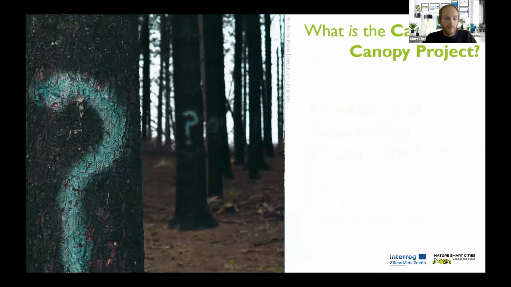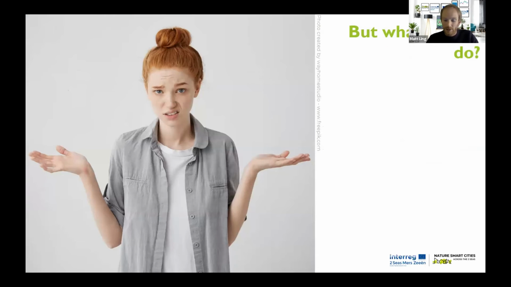So you might be thinking, well, what exactly is the Cambridge Canopy project? Technically speaking, it's the Cambridge City Council's Green Infrastructure Investment Pilot under Work Package 3 of the Interreg 2 Seas programme, Nature Smart Cities Across the 2 Seas. Well, all of that was a bit of a mouthful, and you might still be thinking, so what does it actually do?